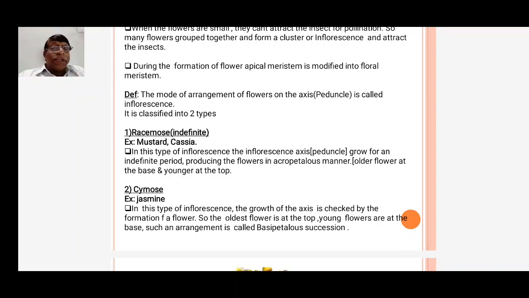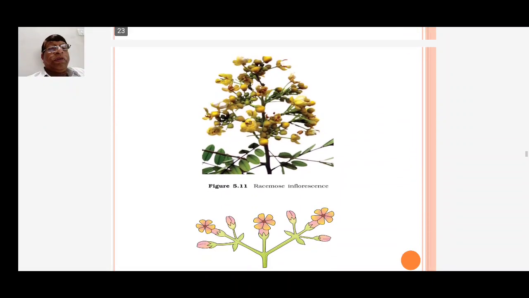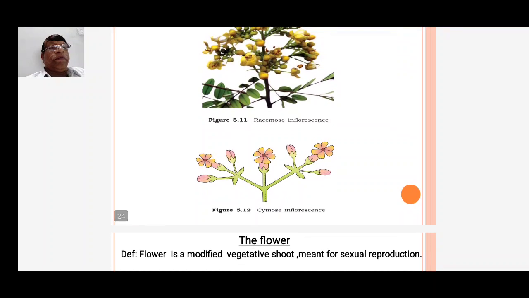Okay. So this cymose also consists of different types of inflorescence. Example, simple cyme, monochasial cyme, dichasial cyme, polychasial cyme, but not mentioned in your syllabus. Okay, so that is the inflorescence. Now you refer or study the diagrams. Okay, see the diagram.